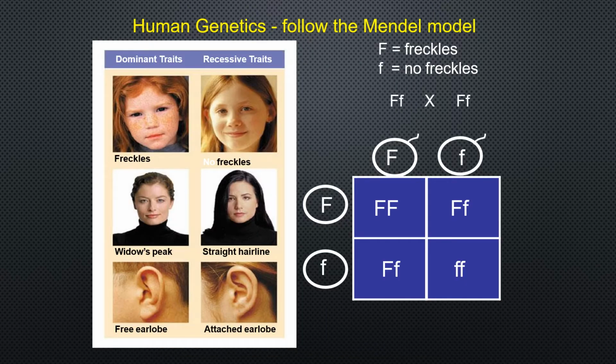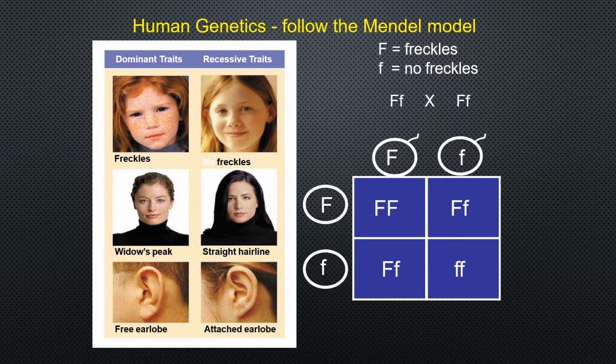Human genetics follow the Mendelian model. Here are a few single traits we can look at. The dominant traits are freckles, the widow's peak that we've talked about, and a free earlobe. Do you have freckles, a widow's peak, or possibly a free earlobe? The recessive traits are no freckles, a straight hairline, and attached earlobes. I actually have attached earlobes, so I guess my mom and dad both contributed recessive genes for that. I do have freckles and a widow's peak.